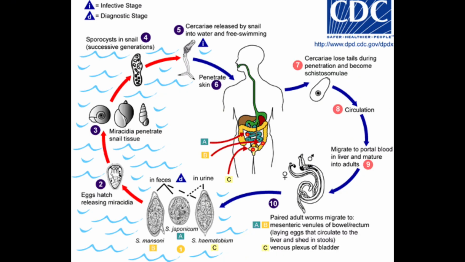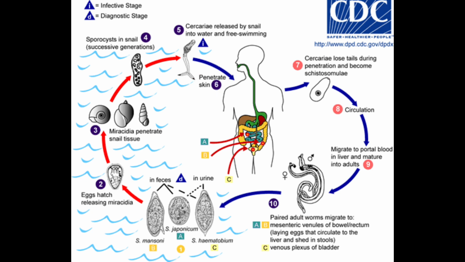So we start from the egg stage. The eggs can be carried in the feces and urine from infected individuals. The eggs are released into the water and hatch into miracidia. Miracidia can penetrate into the snail tissue. Eventually, what we call sporocysts begin to accumulate in the snail, and then the cercariae are released from the snail into the water, and these cercariae are free swimming, and they can penetrate into the skin.